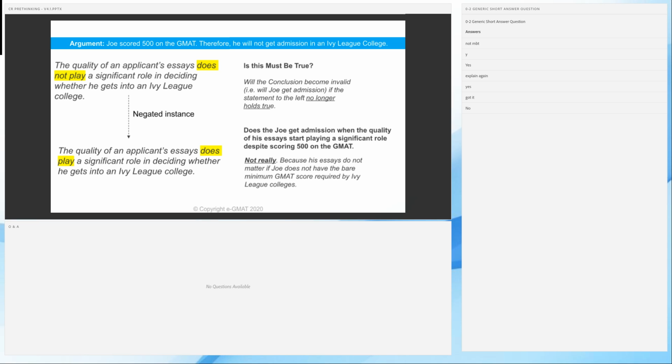Now, if the essays become important, then does my conclusion break down? Does Joe get admission into an Ivy League college? The answer is no, not really. Why? Because if Joe doesn't get a prerequisite score, then even though he may have excellent essays, he will still not get into an Ivy League college as long as he doesn't meet the threshold, right?